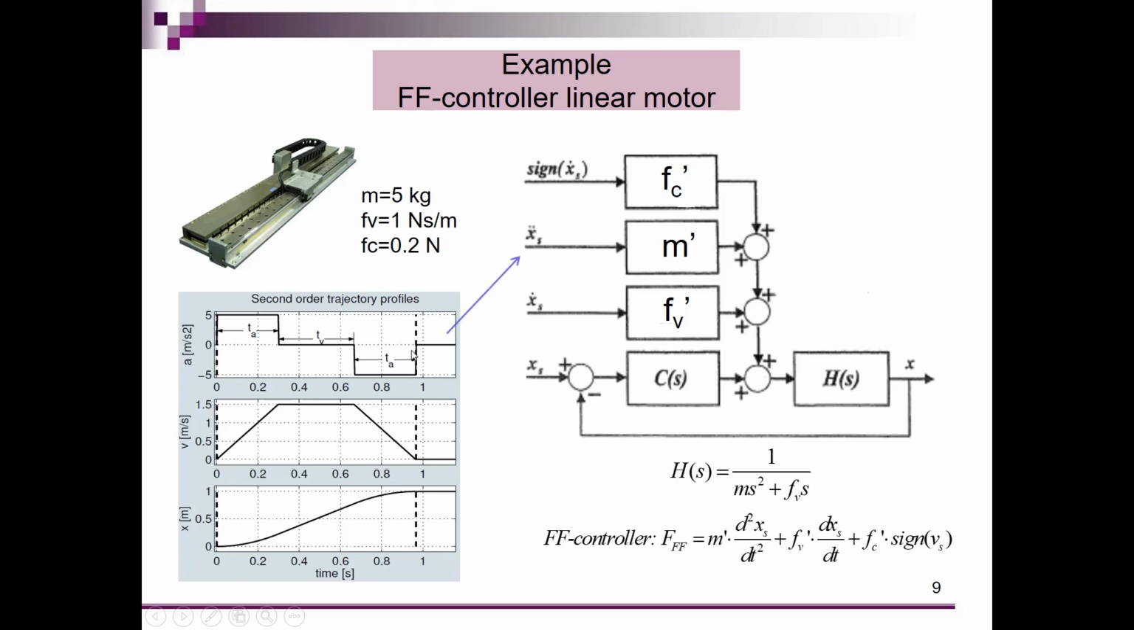So now we connect the acceleration to this feed forward. We connect the speed to this feed forward, and we connect the position to the input of my feedback controller. And of course, the sign of the speed should be connected to this input. So now we have the real feed forward system ready. So now we can have a look how it functions and what the benefits will be.